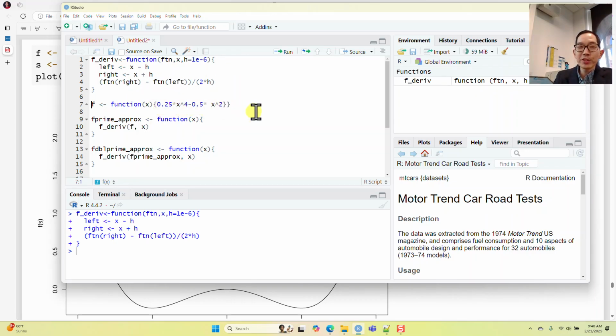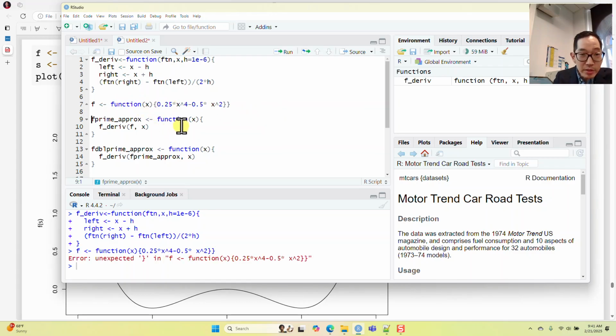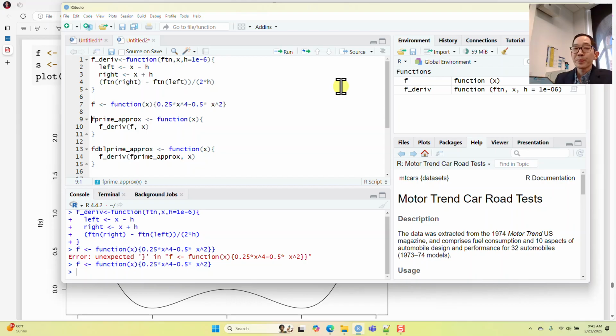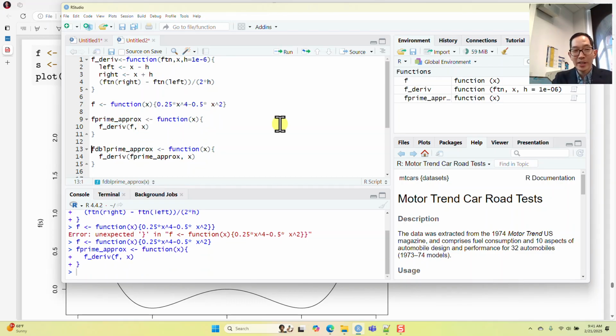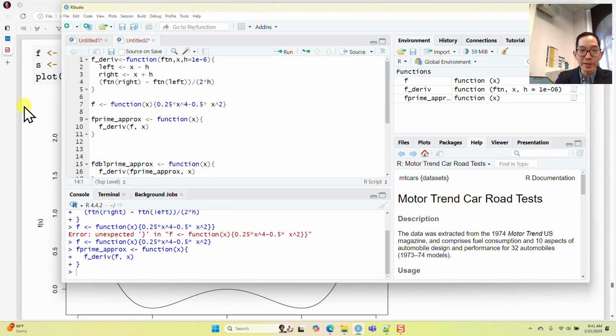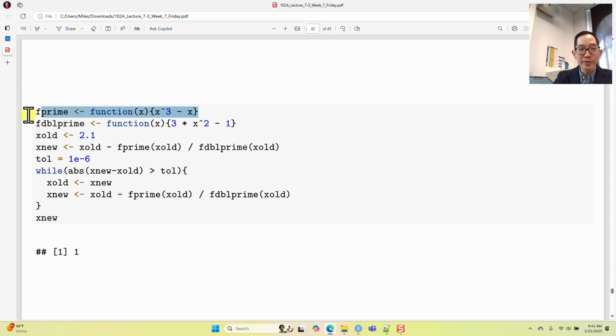So here's my function. My function is f. What did I do? Unexpected this. Oh, I've got an extra curly bracket. Okay, so my function is f, and I'm going to just write two more functions. My f prime approximation is, I'm going to just say, hey, give me the derivative of f at x. Okay, and now I have a way to approximate my derivative here. So remember the actual derivative f prime itself is going to be x cubed minus x.